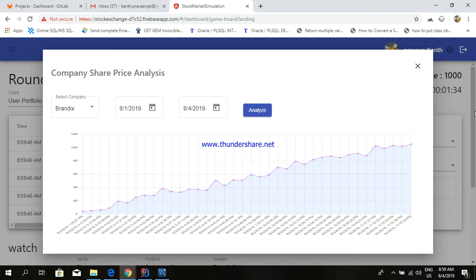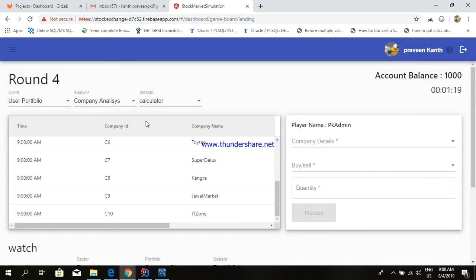This is the clear picture of the day for the company, based on how the variation happened between yesterday and today. So it gives a picture that we are going on the correct track. Even though it's a simulation, it's going with how the real market happens. So now we are moving to round four.